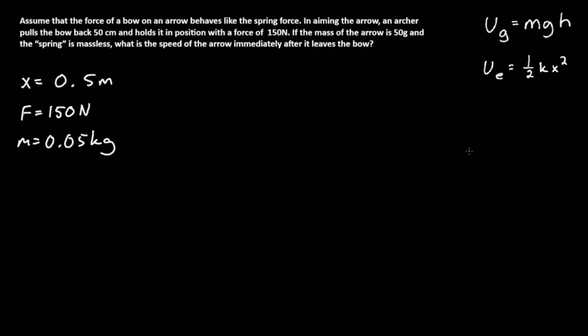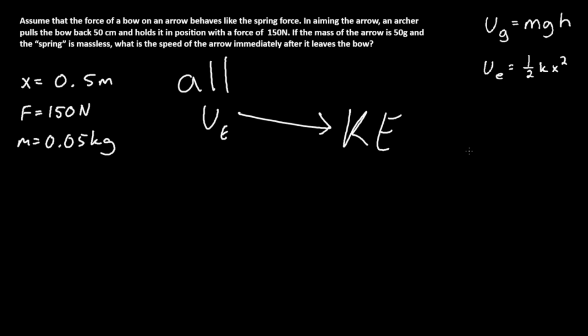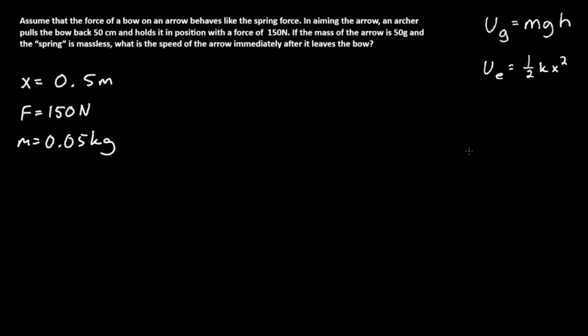So let's calculate this. When you pull the arrow back, you're going to have some elastic potential energy. And the moment you release it, all of this turns into kinetic energy. You have no more spring. The arrow isn't even touching the spring anymore. How will it have any elastic potential energy? All of it turns into kinetic energy in perfect conditions. So all we need to do is calculate our spring or elastic potential energy. How do you do that?